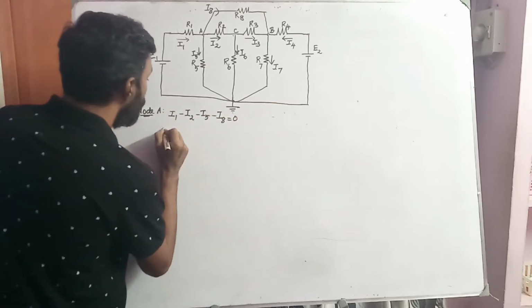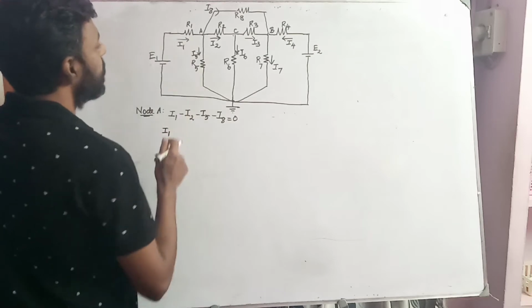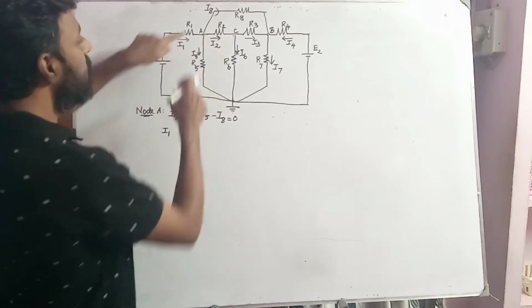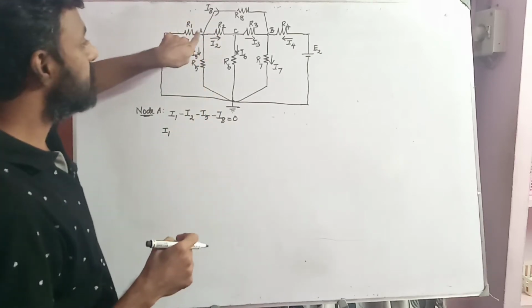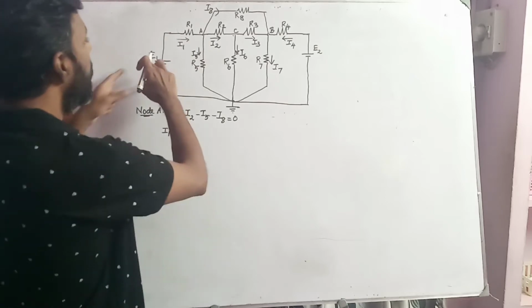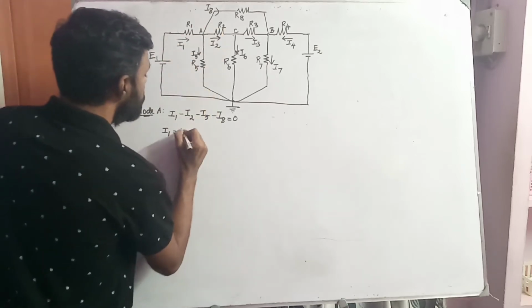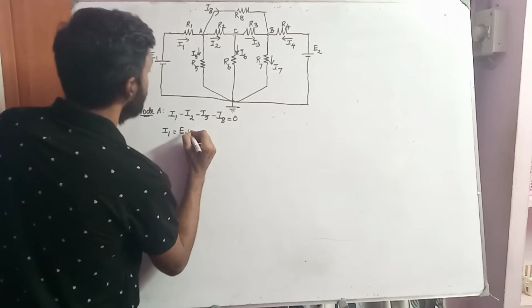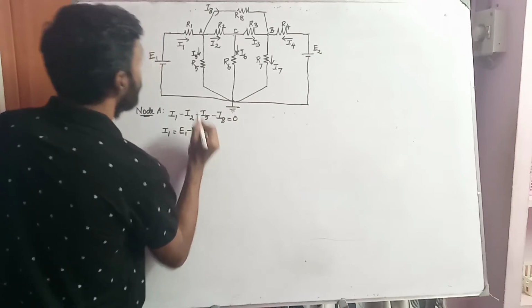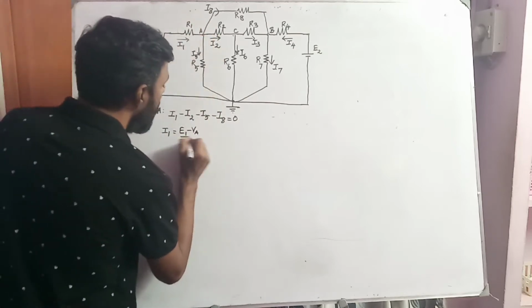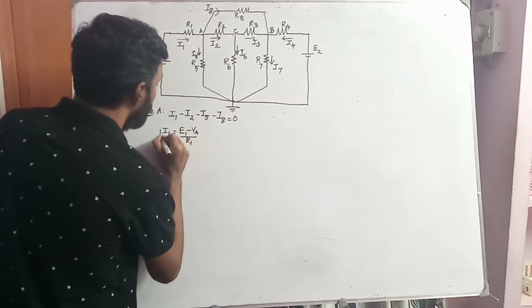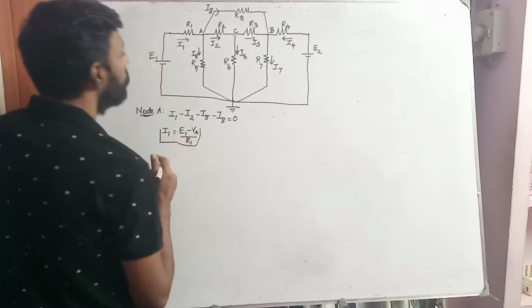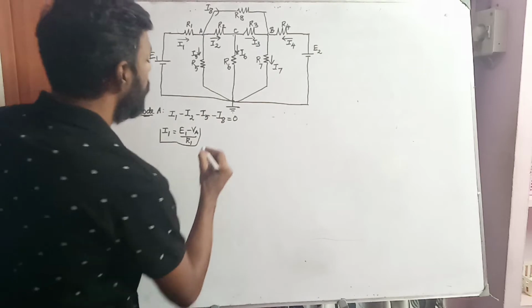So what is I1? I1 is nothing but E1 minus VA. VA is the voltage that is developed at the node A. So E1 minus VA divided by R1. This is the value of I1. Similarly, the value of I2.